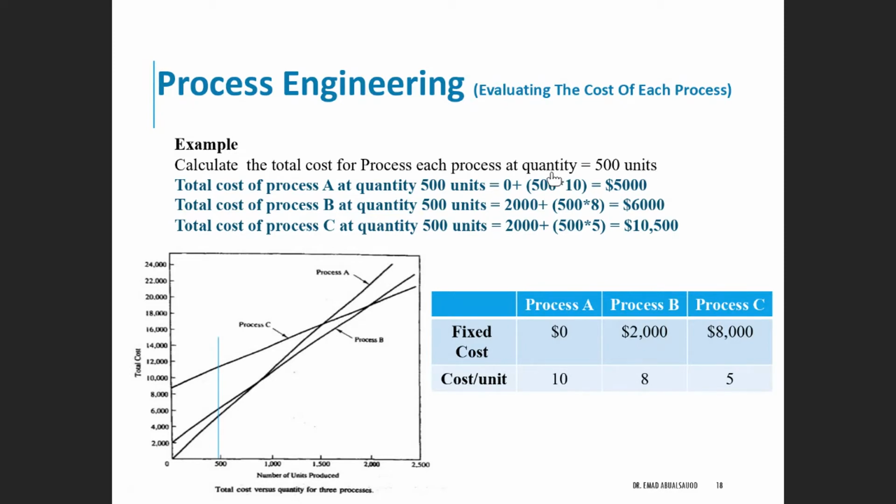As we said, the total cost is the fixed cost plus the variable cost. السعر الثابت والسعر المتغير. The fixed cost here is $0 for process A, plus 500. Why? Because we want to find it at a 500 production rate. The 500 units times the variable cost of 10 will equal 5,000. For process B, the fixed cost is 2,000 plus 500 times 8, which equals 6,000.